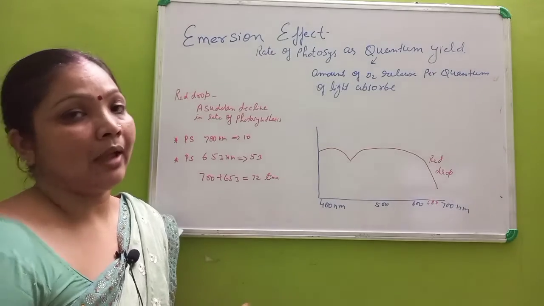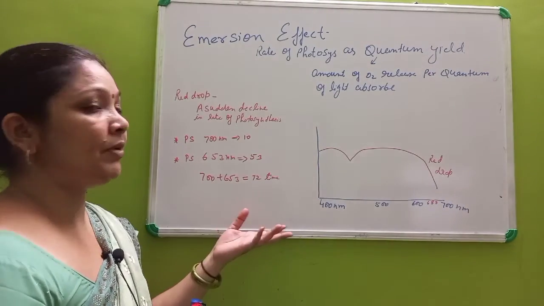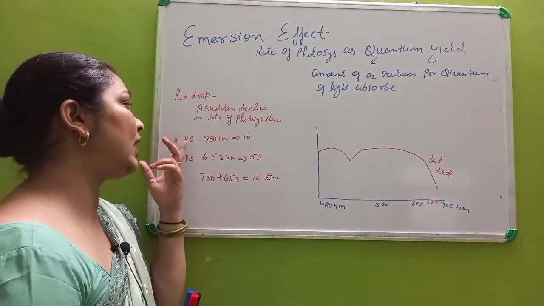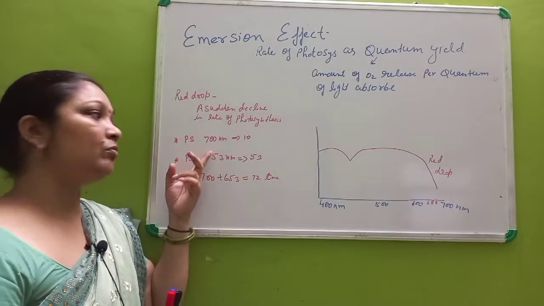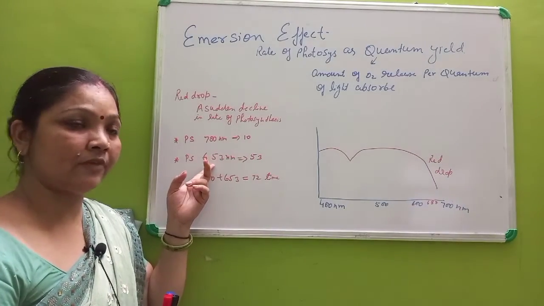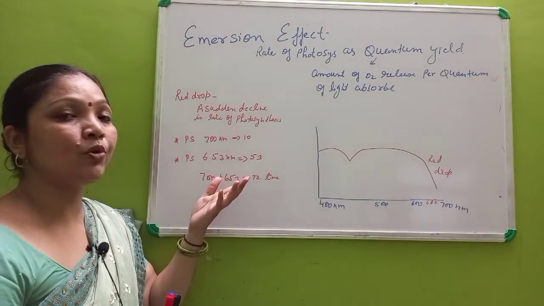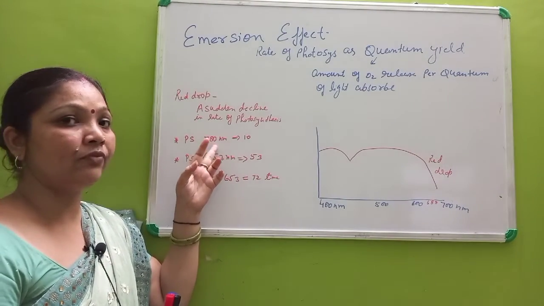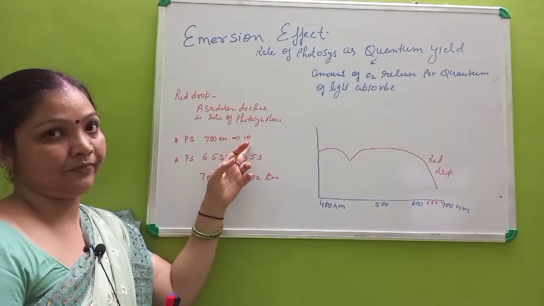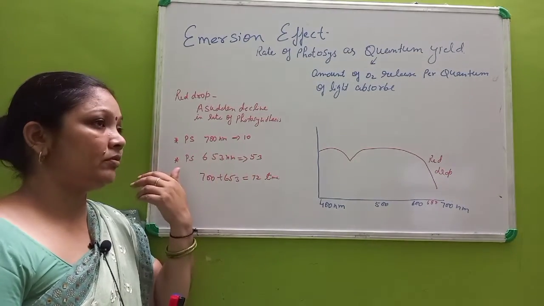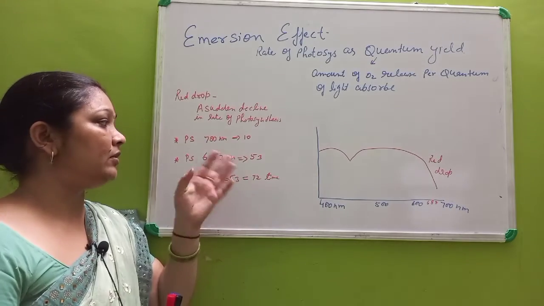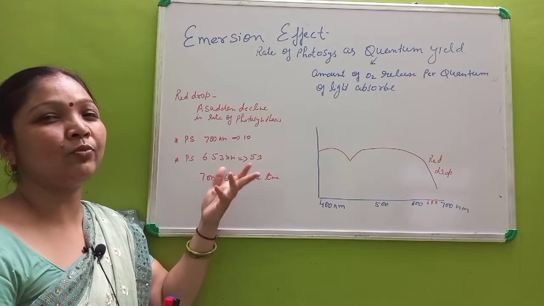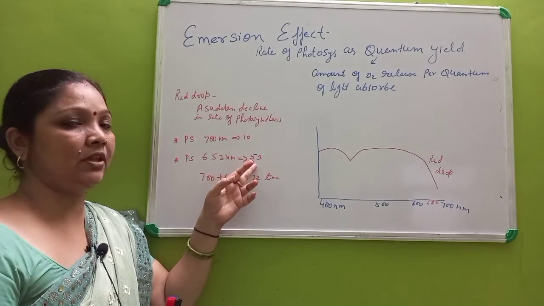To observe what happened there, they exposed the plant to a shorter wavelength as well as to a longer wavelength, that is at a wavelength of 700 nanometer and at a wavelength of 653 nanometer. When they exposed the plant separately, at 700 nanometer only, they found that the quantum yield is only 10. And when they gave the plant 653 nanometer light, they observed that the quantum yield is about 52 point something, that is rounded off, so it is 53%.